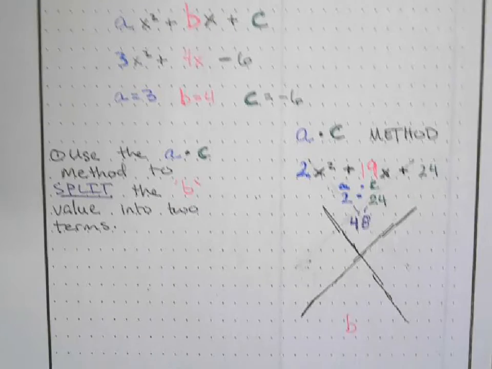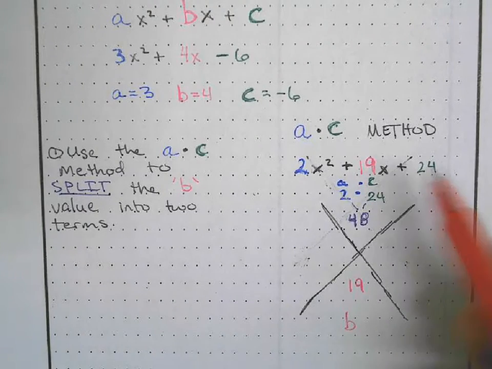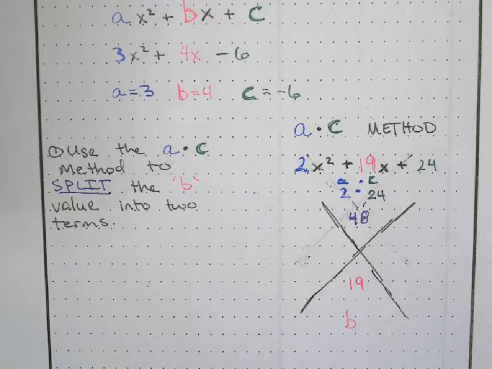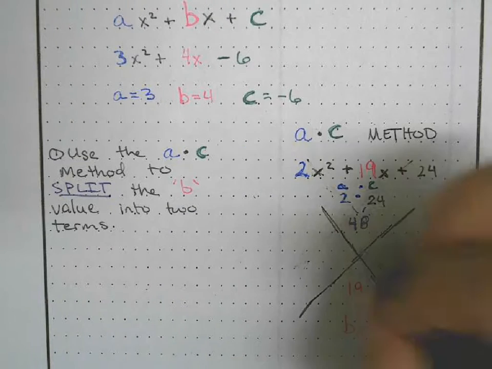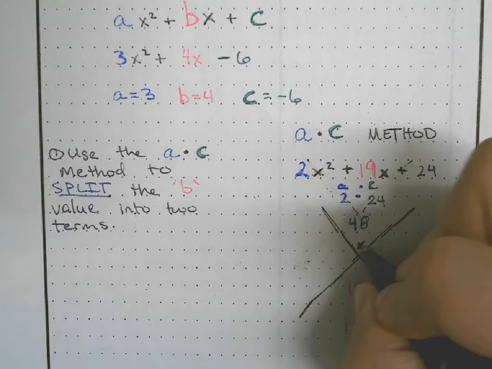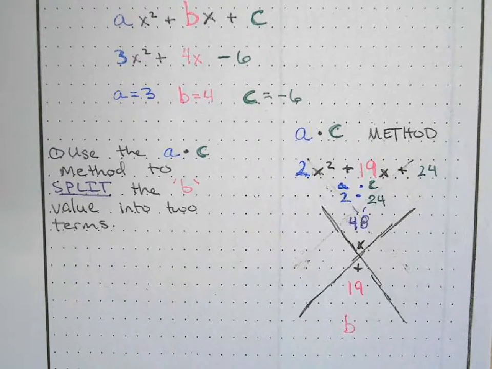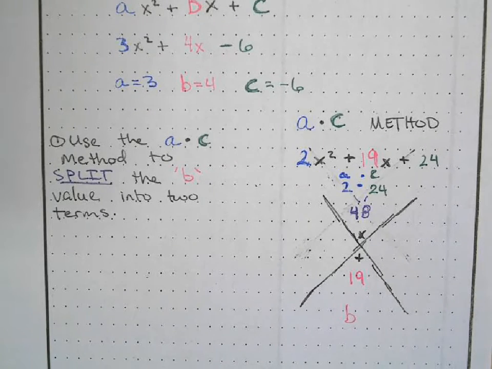And my B value is 19. So we did A times C in the top, and we did our B value right there. Now, how I fill in these two side zones is I need to find two numbers that when I multiply equal 48, and when I add equal 19. That's kind of the challenge right now.